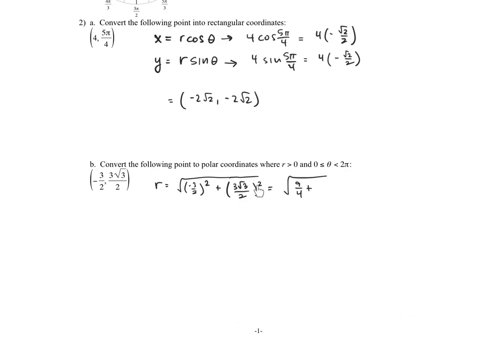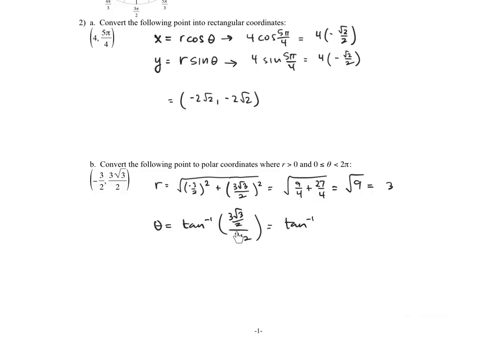So 3 root 3 over 2 squared. This becomes 9 times 3. This is 27 over 4. That's 36 fourths, which is 9. Square root of 9 is 3. And then theta, we're going to use an inverse tangent of y over x. And like I explained in class, I always take positive value of both y and x to ensure that I get an angle in the first quadrant, and then deciding which quadrant to be in based on where that point is.